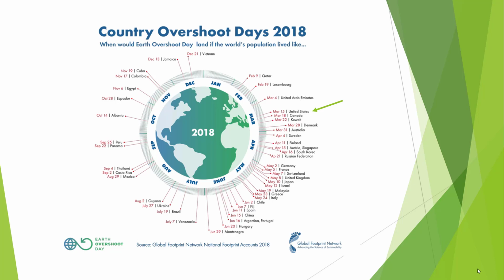On the flip side, if you look at the other side, Vietnam uses minimal resources. They made it all the way to December. Same thing with Jamaica. Some of the bigger countries you'll find, China is there June 15th, so halfway through the year. Germany and France are early May. A lot of Europe is early May. Germany, France, Switzerland, the UK, Japan is early May. But the United States, we only make it 3.5 months.